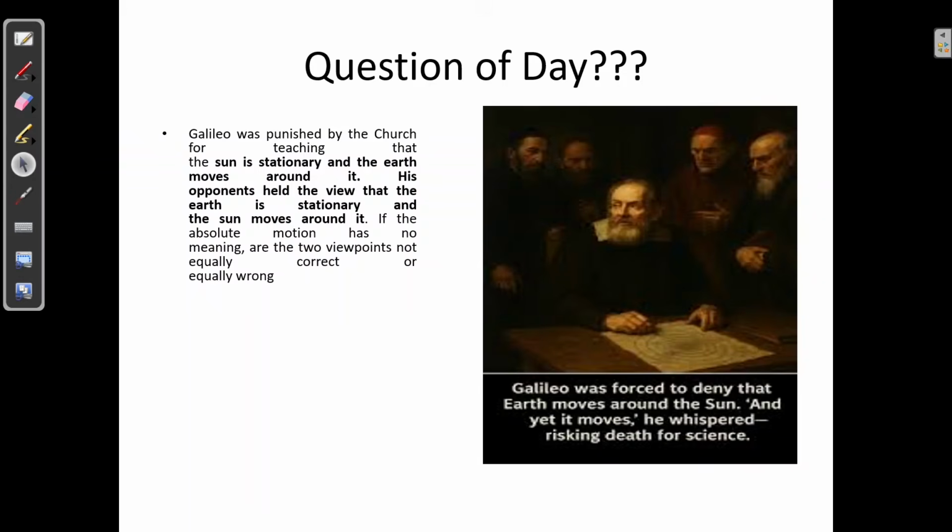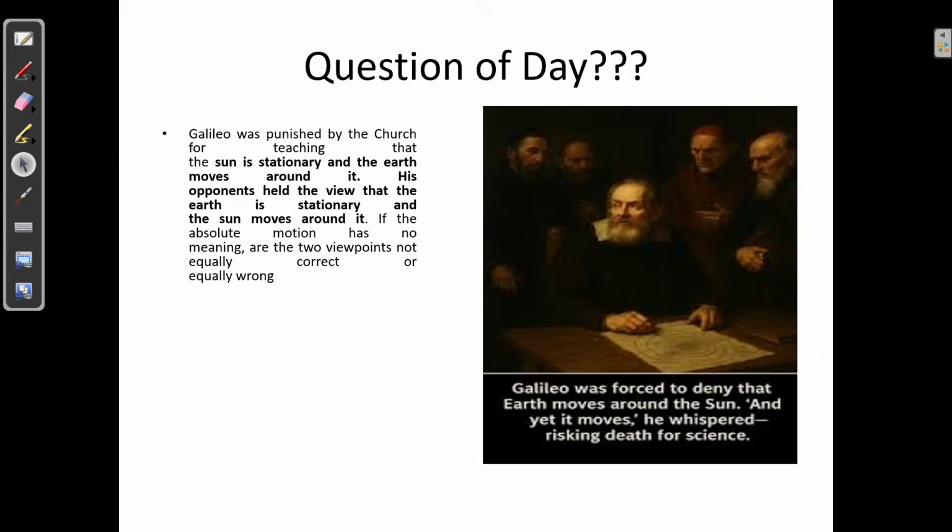the church used to hold the maximum power. The people who are associated with the church, they used to have the final verdict in anything. So Galileo was punished by the church for teaching that the sun is stationary and Earth moves around it. His opponents, the church, basically held the view that Earth is stationary and the sun moves around it.